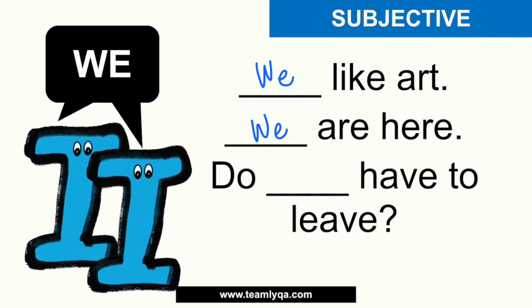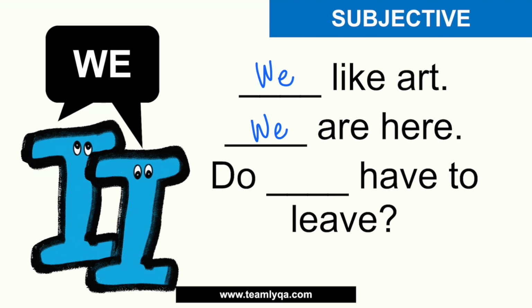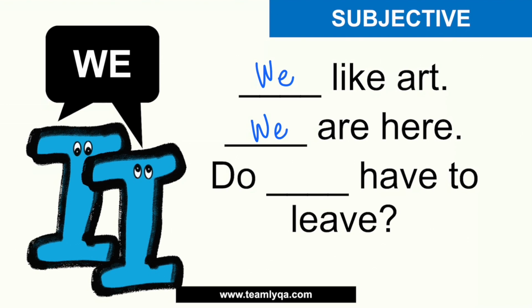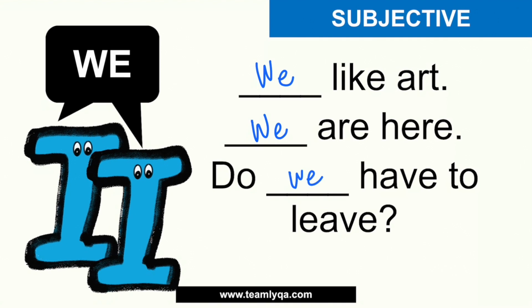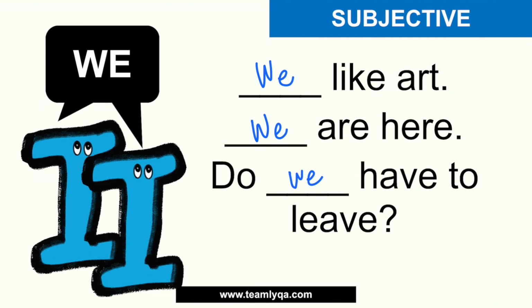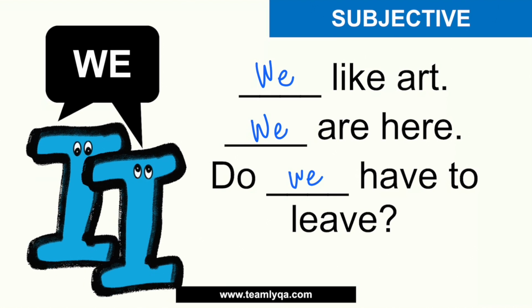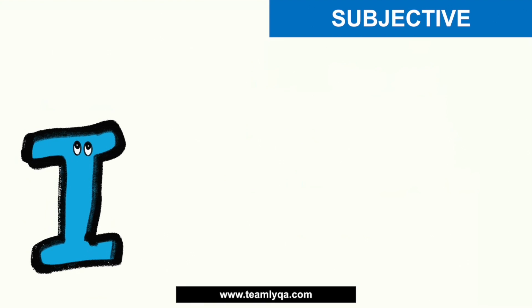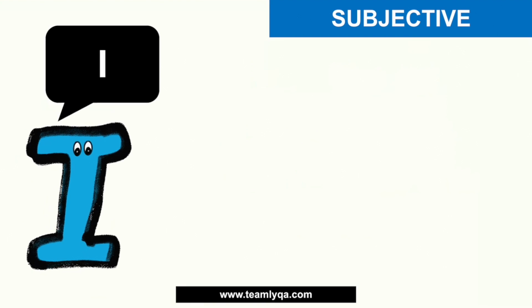Na kung ganito, do blank have to leave? Again, dalawa sila, kasama yung nagsasalita sa tinatanong. So, do we have to leave? Wala masyadong complications kapag we. It gets a little tricky kapag I yung pinag-uusapan. Now, yung I, ginagamit natin again, subject siya ng sentence at mag-isa lang siya. Hindi dalawa o higit pa yung pinag-uusapan.